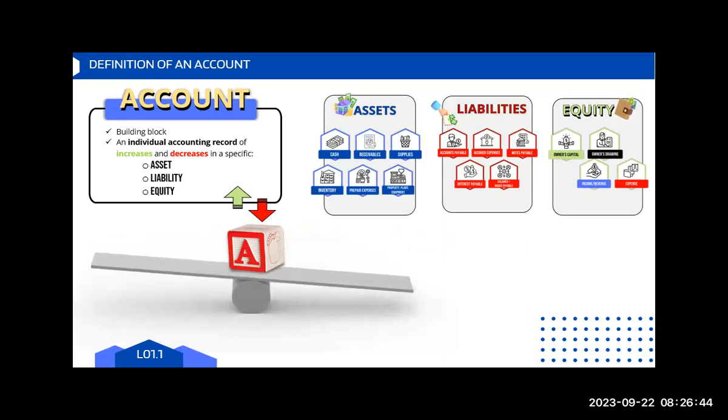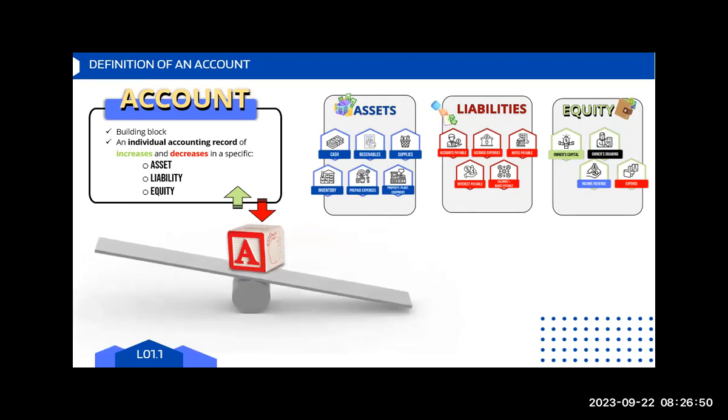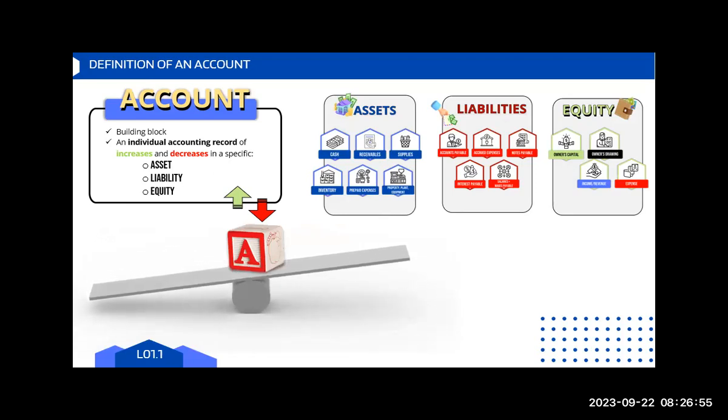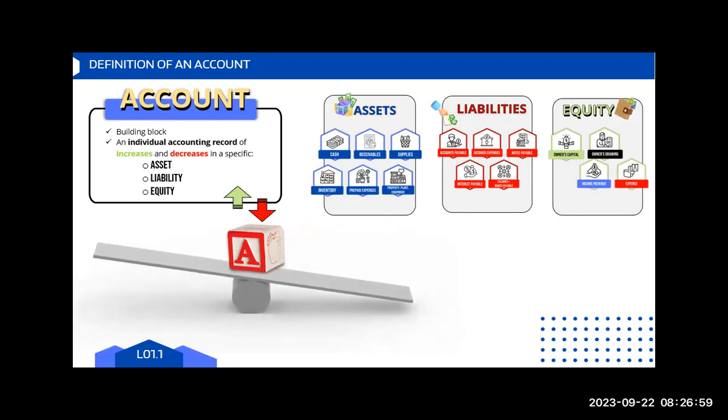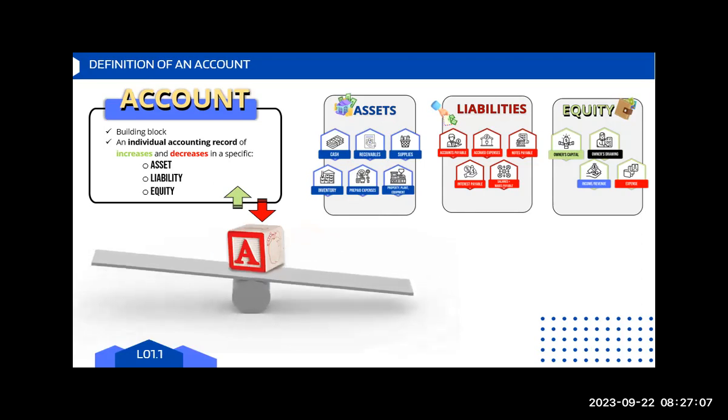For liabilities, what are our accounts? Accounts payable, accrued expenses, basically notes payable, etc., etc. And then equity, we have our 4 accounts. So always, what are the 4 components of equity? That's owner's capital, owner's drawings, revenues, and expenses. So when I say account, I pertain to all of these things under each group of assets, liabilities, and equity.